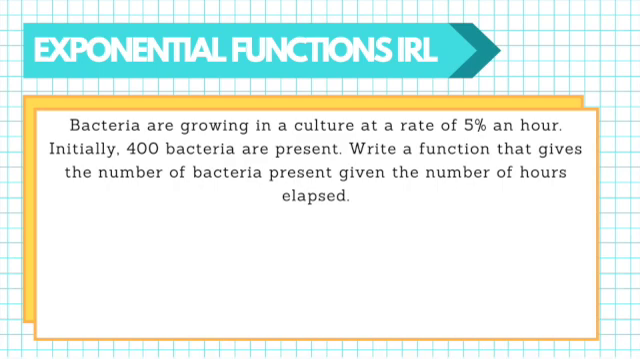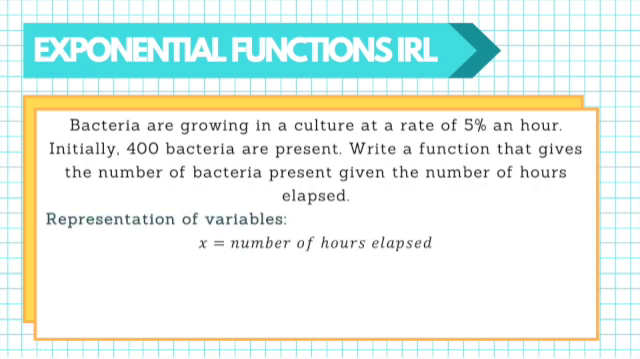Bacteria are growing in a culture at a rate of 5% an hour. Initially, 400 bacteria are present. Let's write a function that gives the number of bacteria present given the number of hours elapsed. Before we write a function, of course, we have to represent the variables first. Since the number of bacteria is dependent on the number of hours, we can say that x is the number of hours elapsed, while y is the number of bacteria present.